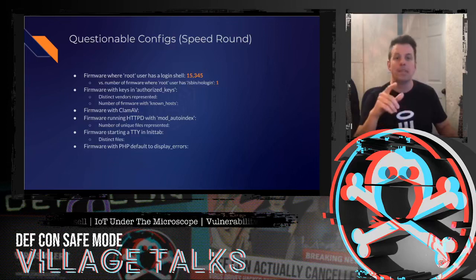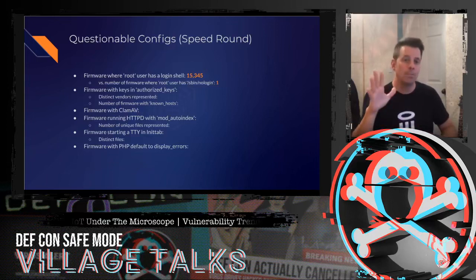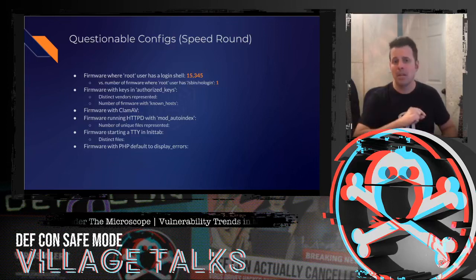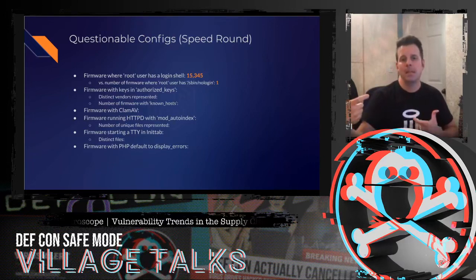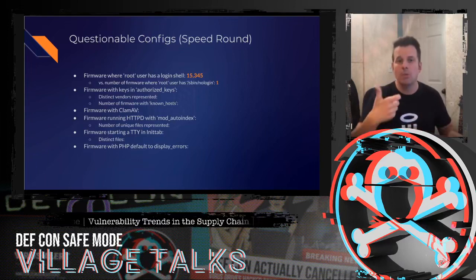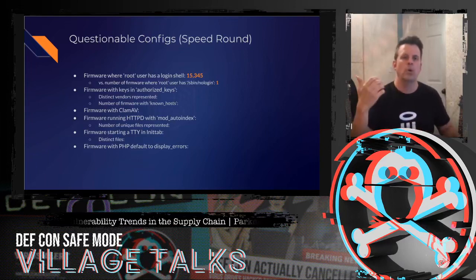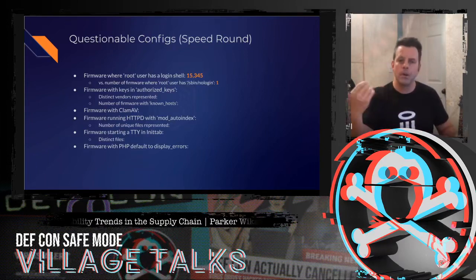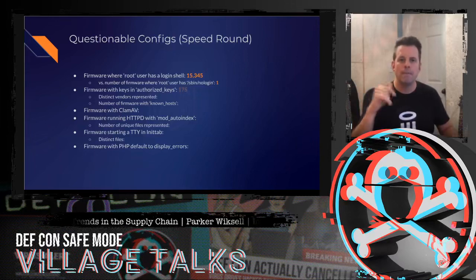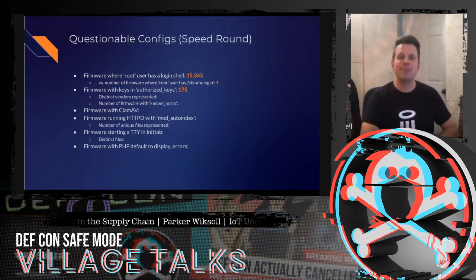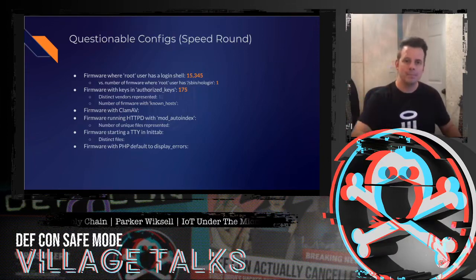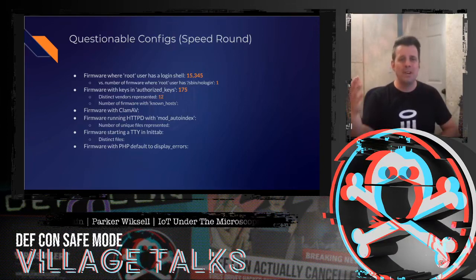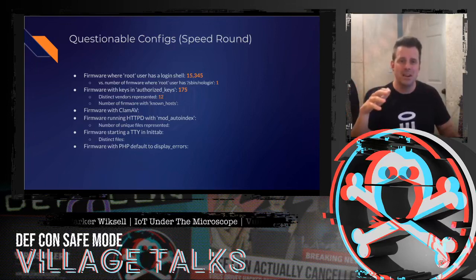Okay. Firmware with keys in authorized_keys. Now, this is a bad backdoor because this basically says if someone SSHs into your box, if your key matches their key in the authorized keys, you get to log in without any password. So this is a classic backdoor. Whether it was purposefully put there or not, what's the over under? 175 firmware. Remember, this is firmware, however many devices this represents. This is 12 different vendors with these keys, all right?